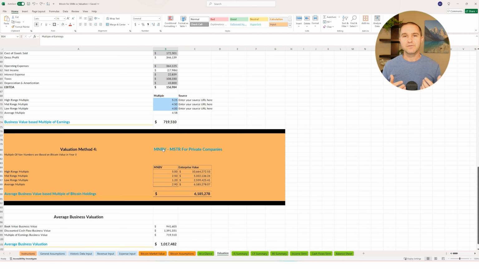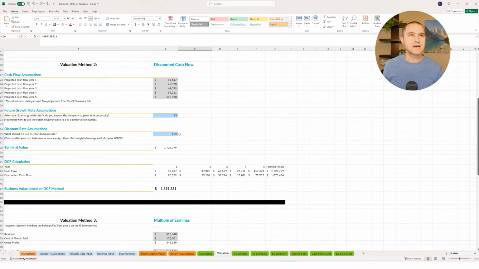This is like the MNAV, multiple of net asset value, for MicroStrategy that we see. MicroStrategy is being valued at a multiple of the Bitcoin that they're holding on their balance sheet. So what this little section allows you to do is say, what if our MNAV, or our multiple of the Bitcoin net value on the balance sheet, is valued at 2.5 times? What would that look like based on the Bitcoin that we have on the balance sheet at that time?